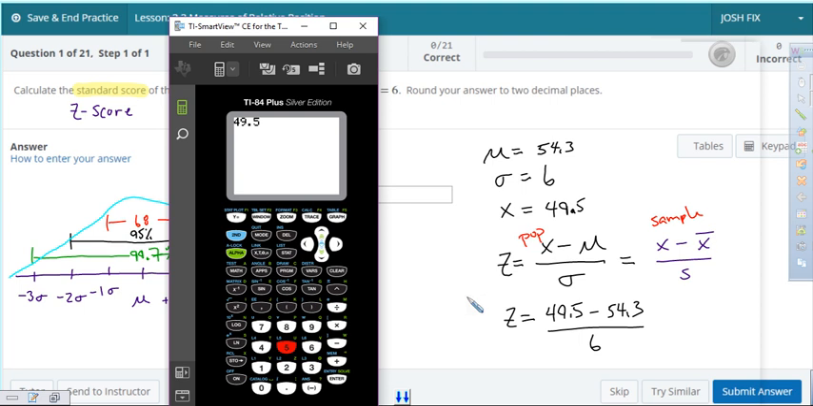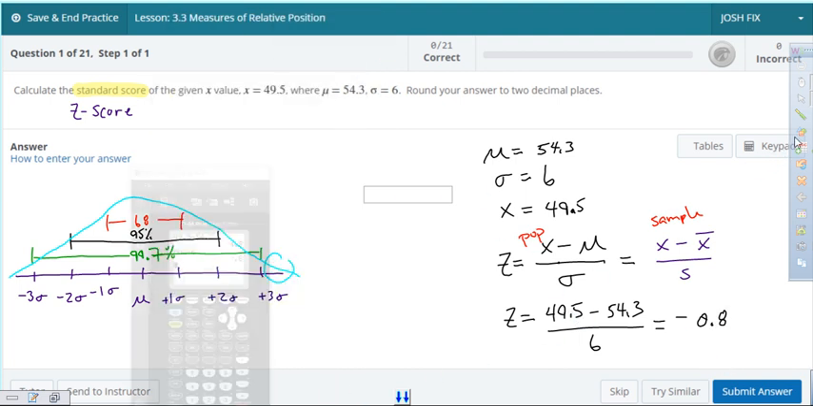My pen's not working right, got a little bit of lag there. Let's hope that comes back pretty quickly. Press enter, and that's your numerator. Then we take that and divide it by 6. And we find out that we get a z-score, a standard score, of negative 0.8. So what does that mean?